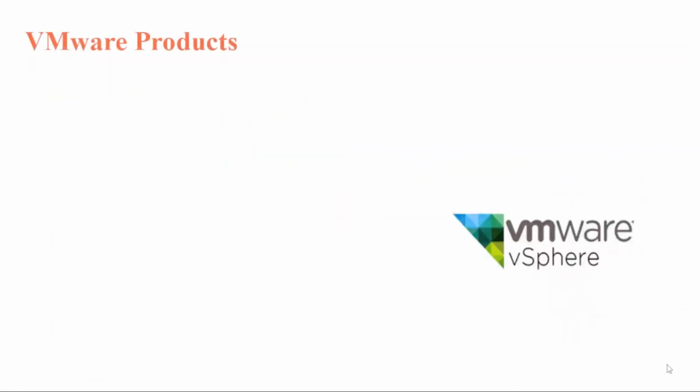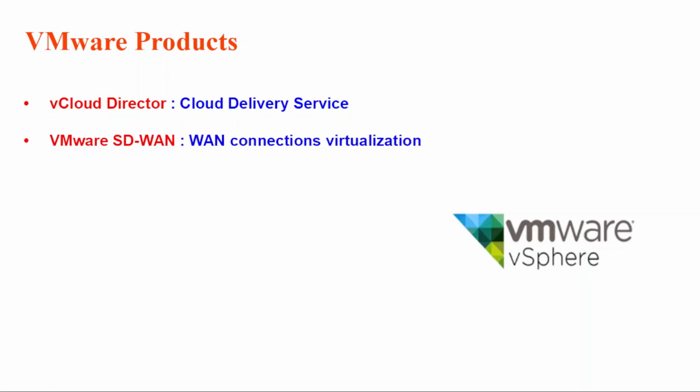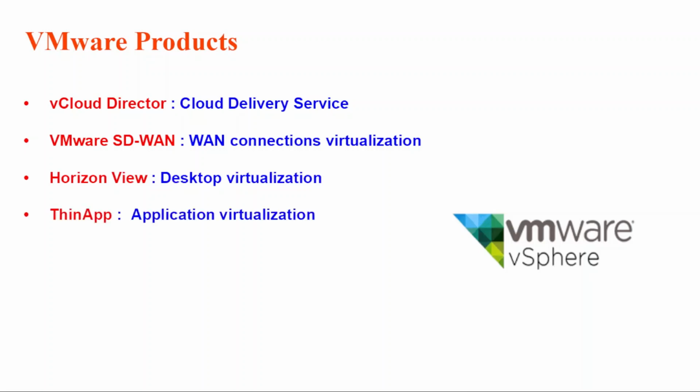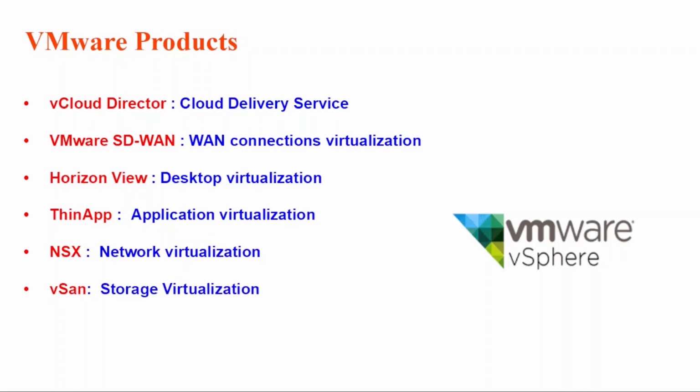VMware has multiple products like vCloud Director, which is a cloud delivery service, VMware SD-WAN, which virtualizes the WAN connections, Horizon View is used for desktop virtualization, ThinApp is used for application virtualization, NSX is used for network virtualization, vSAN is used for storage virtualization, and we have vSphere, which is used for server virtualization. In our course, we are going to see how to virtualize the servers, which means we are going to discuss vSphere, VMware vSphere.